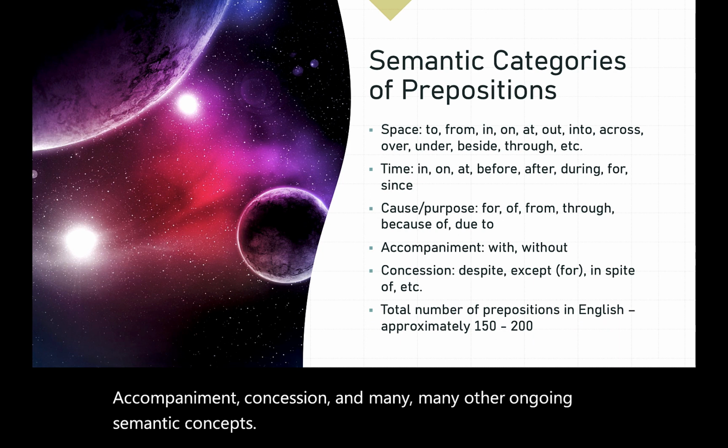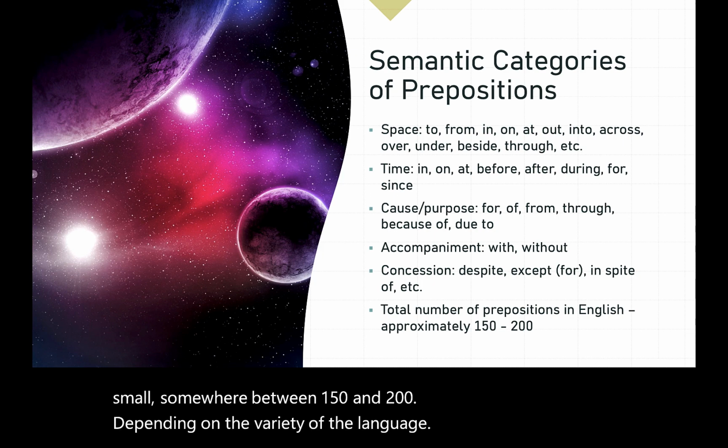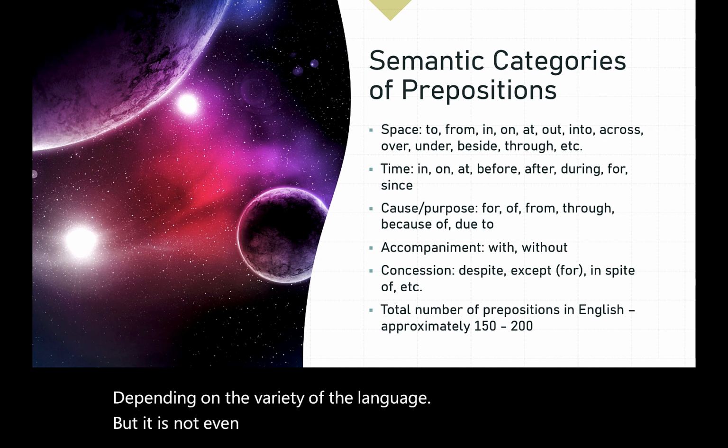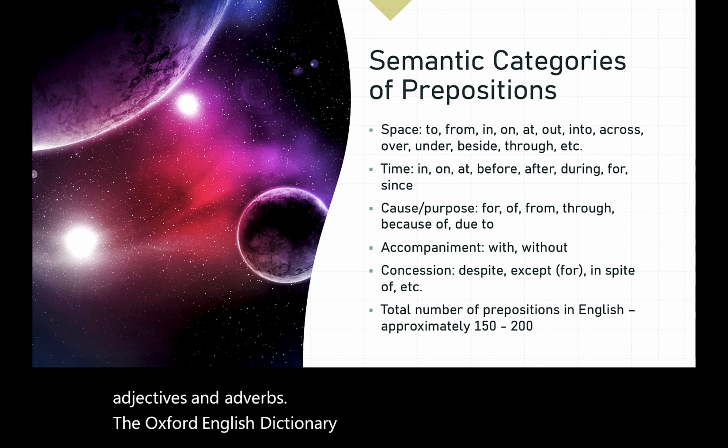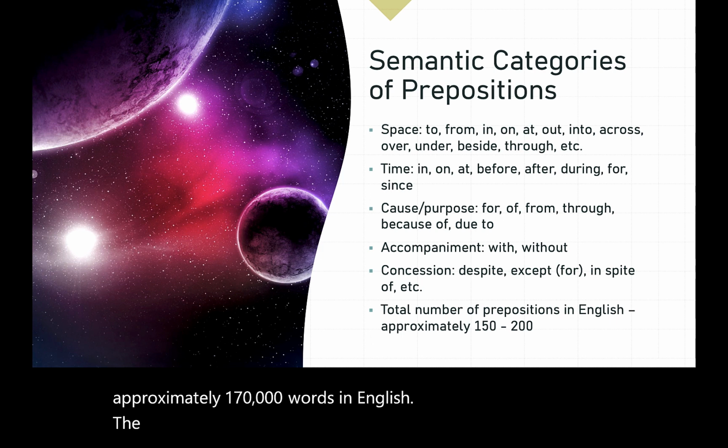The total number of prepositions in English is not particularly small, somewhere between 150 and 200, depending on the variety of the language. But it is not even comparable to tens of thousands of nouns, verbs, adjectives, and adverbs. The Oxford English Dictionary estimates that there are approximately 170,000 words in English, so prepositions constitute a tiny drop in the ocean of words.